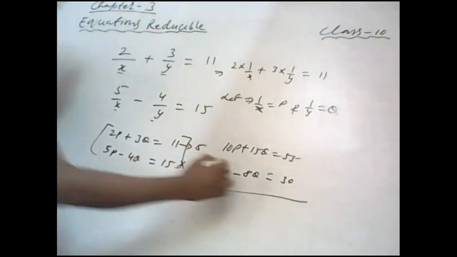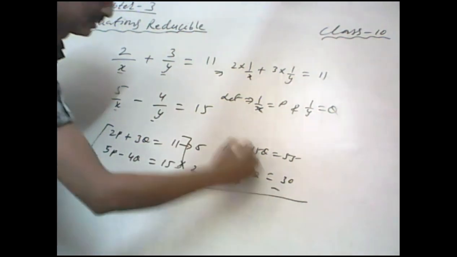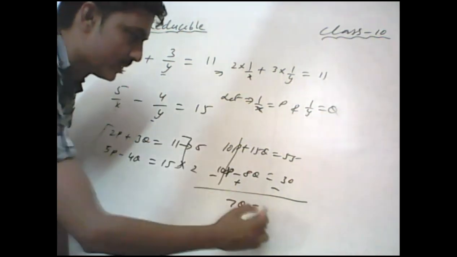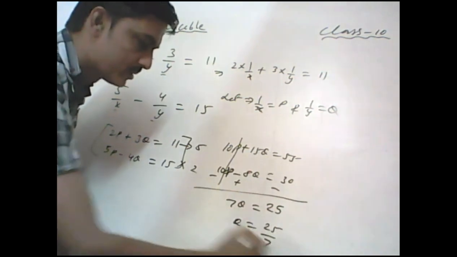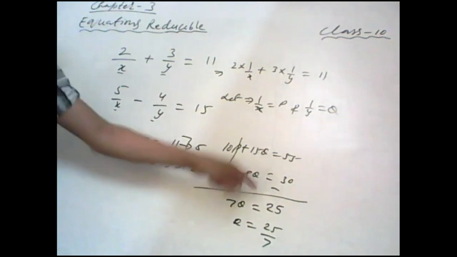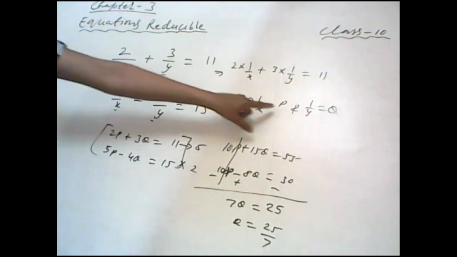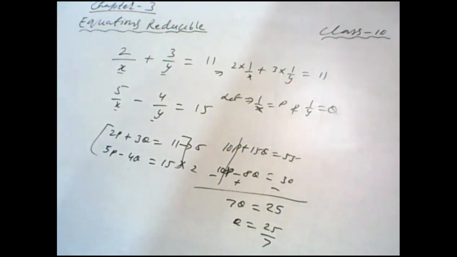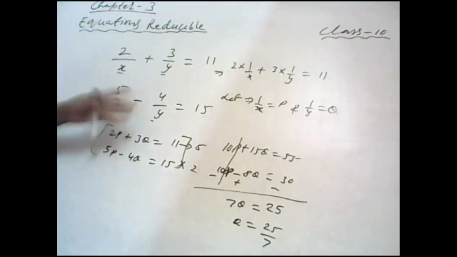Now, students, you know how we eliminate: subtract. We already discussed the elimination method. What will we get? 7q is equal to 25, so q is equal to 25 upon 7. Now put the value of q here and get the value of p. And then, students, at last, we put the values of p and q here and get the values of x and y. I hope you understand how we reduce this type of equation to a pair of linear equations, and after that you can easily solve.